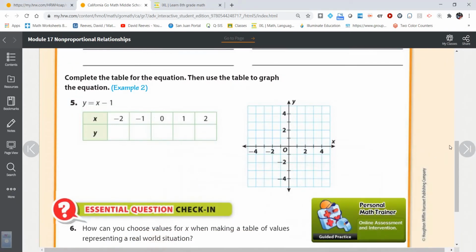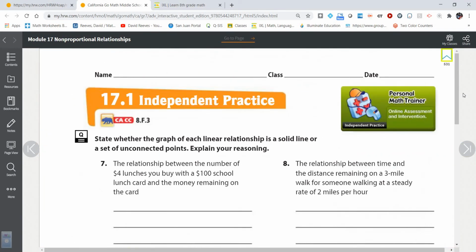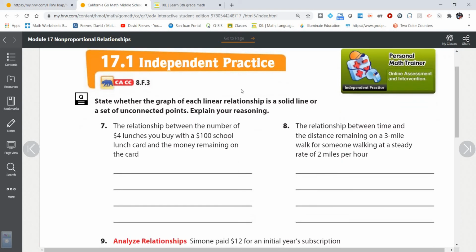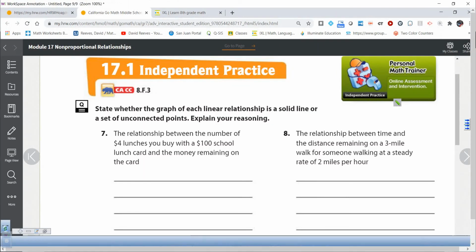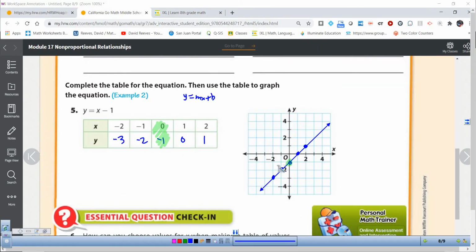All right, one more thing I need to go over, and then we will be done. This idea of sometimes we should connect the points with the solid line, and sometimes we shouldn't. If you look at what I just did, I made the points from the table, right? These were the points from the table, but then I went ahead and connected them with a solid line.